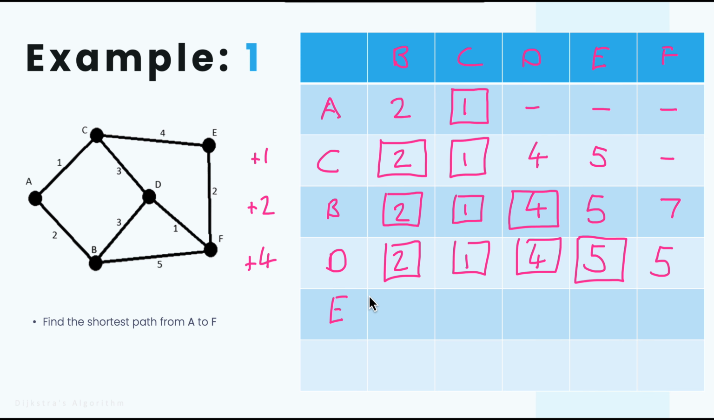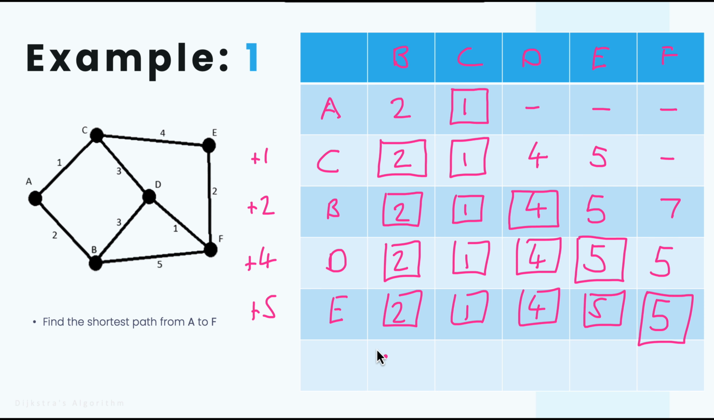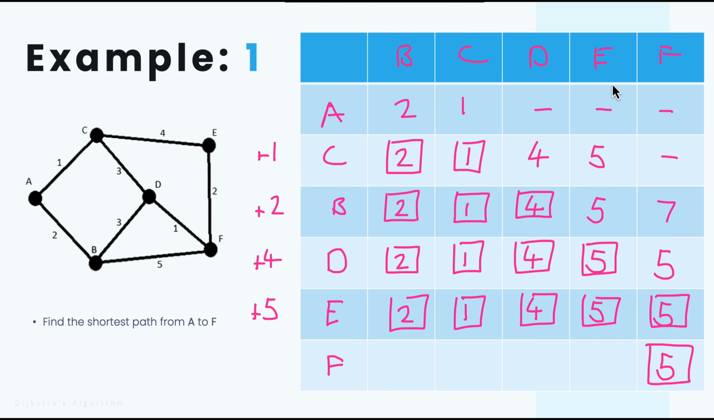So I'm just going to put E down here, and then the next one is going to be plus 5. We have the 2, the 1, the 4, the 5, and now the final one is going to be this value over here, so E to F. E to F, you can see that the distance is 2, plus 5 will give us 7, but we can already see that this value over here is smaller, so we are going to write that down. And then to finish it all off, we are just going to put F down here and put the 5 down there.